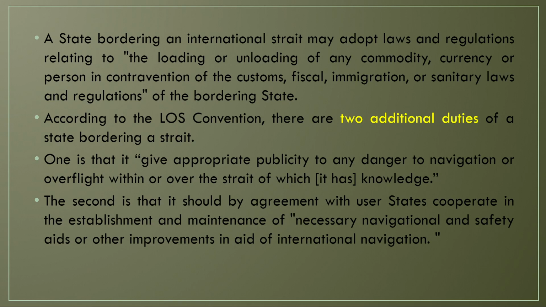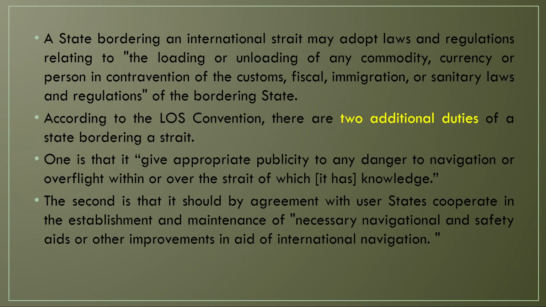According to the Law of the Sea Convention, there are two additional duties of a state bordering a strait. Number one is that it must give appropriate publicity to any danger to navigation or overflight within or over the strait of which it has knowledge. So, if the bordering state knows that a strait or a passageway is very dangerous for ships, it should notify all ships in the area that this passageway is very bad for you. Please do not go there. If they do not make other ships aware, they will be responsible for the losses.